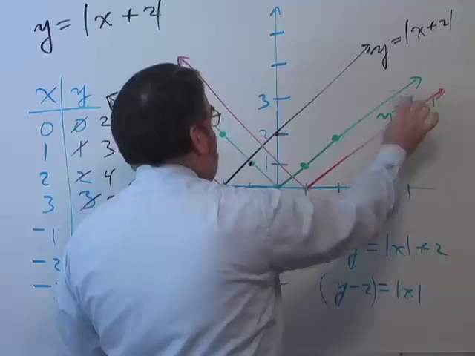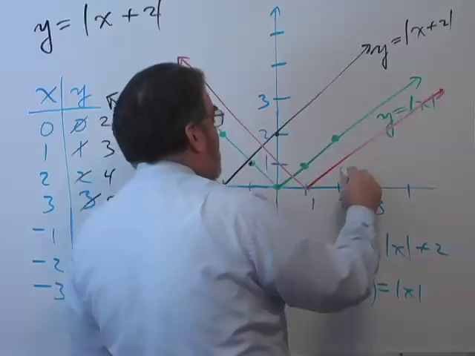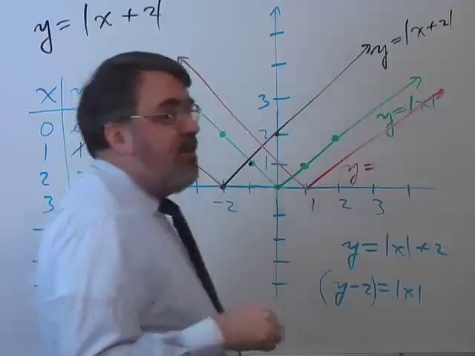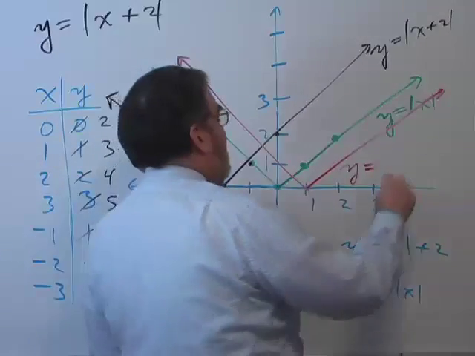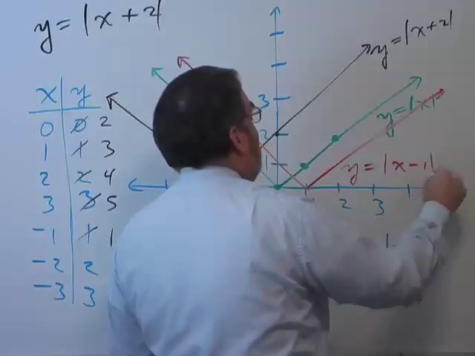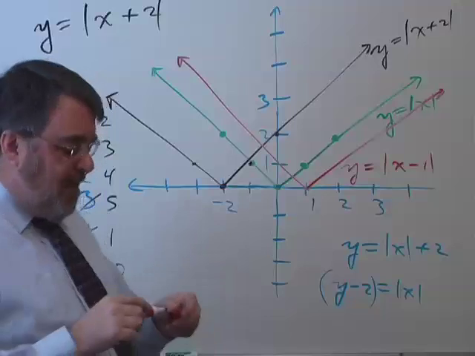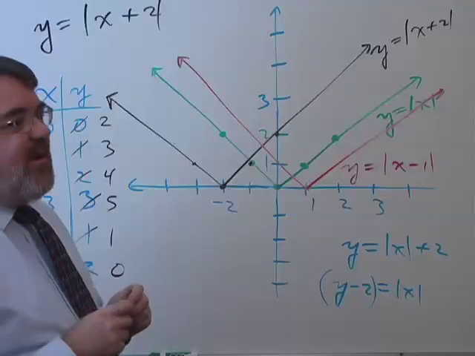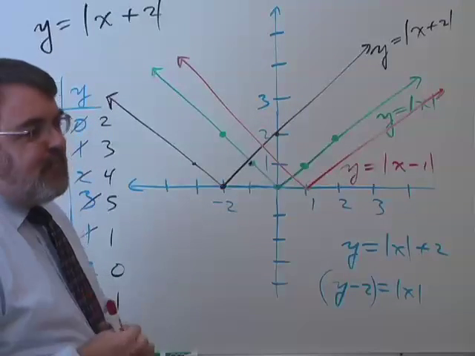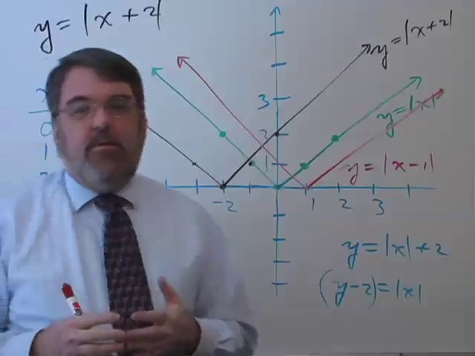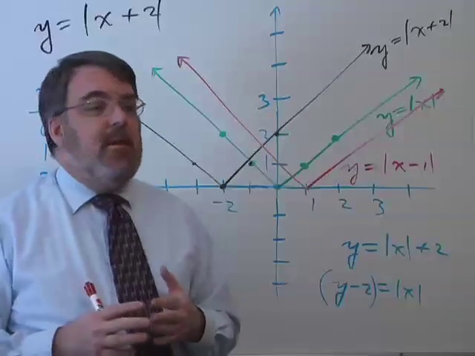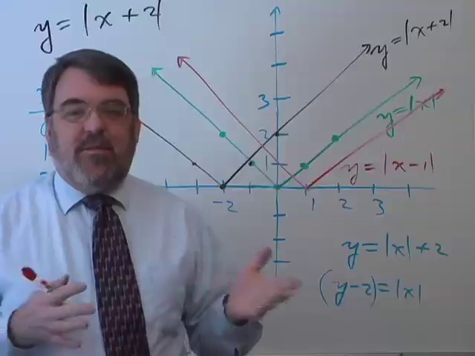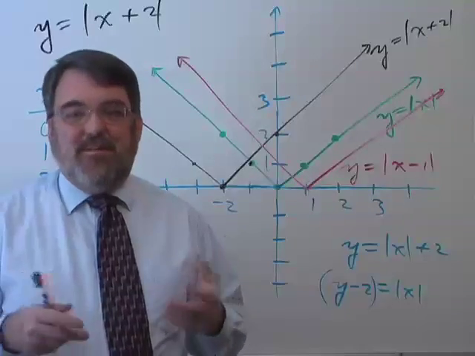Well, it's the basic y equals absolute value function, except it's been shifted to the right. So that means that x has been replaced with x minus 1. So replace x with x minus 1, it shifts to the right. Alright, I'm going to erase the board and then talk a little bit more about these translations before we move on to the other kinds of transformations.